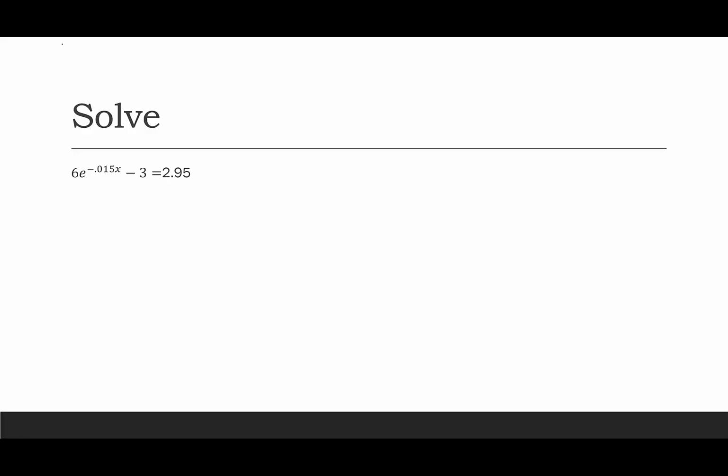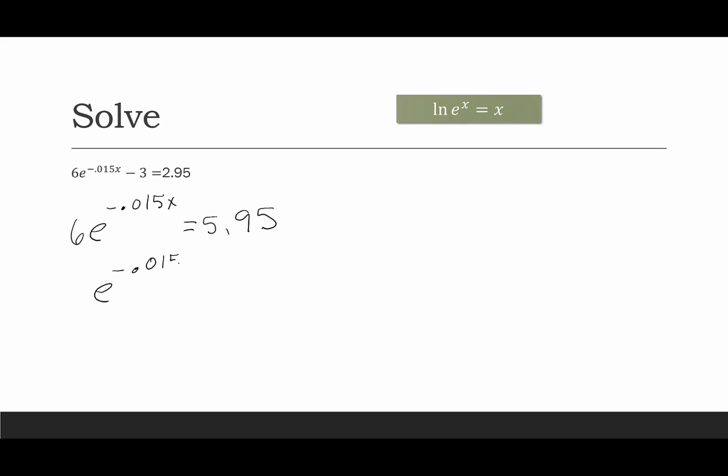A little bit bigger, I have 6e to the negative 0.015x minus 3 equals 2.95. We want to use the natural log of e to the x as x, but e has to be isolated, so I need e by itself before I can take the natural log. So I don't want to take the natural log yet. I want to move the 3 over. I have 6e to the negative 0.015x equals 3 with the 2.95 gives me 5.95. I'm going to divide by 6. I have e to the negative 0.015x equals 5.95 over 6.